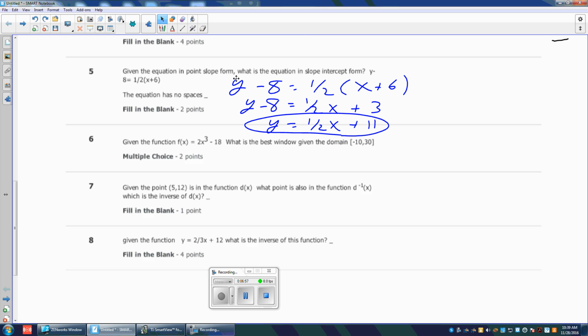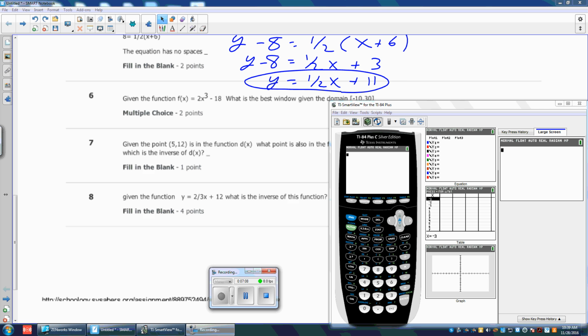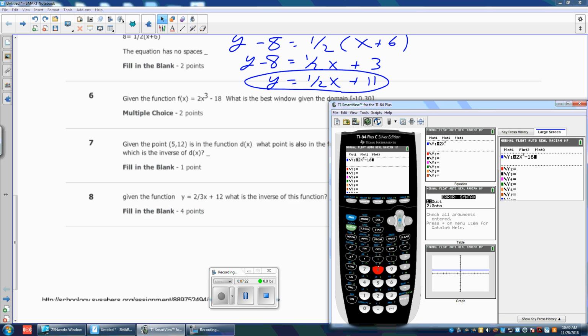Given the function, what is the best window? Okay, so the proper choice is not one of the multiple choices. So let's take a look at how we do this. Taking our graphing calculator, we can put the equation into the graphing calculator. What I did was I did these mentally. You can plug in, and this is exactly what I'm going to do. We're going to plug in negative 10 for x, then we're going to plug in 30 for x.